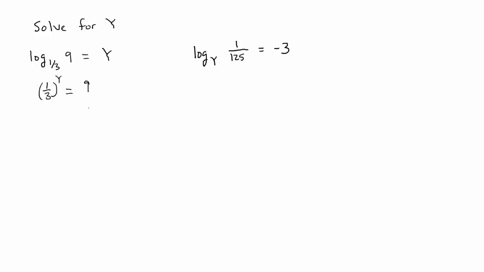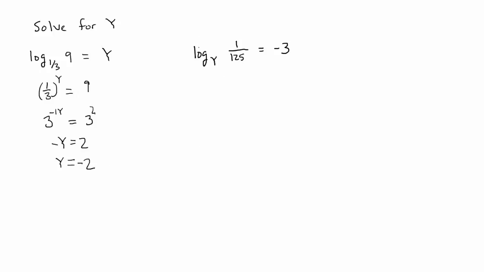And now I'm going to write both of them with the same base. So I'm going to use base 3. 1/3 written with base 3 is 3 raised to the negative 1. And then that would be raised to the y. So 3 to the negative y is equal to, if we write 9 with a base of 3, that's 3 squared. So we know that negative y is equal to 2 because the bases are the same, the exponents have to be equal too. So y is equal to negative 2.